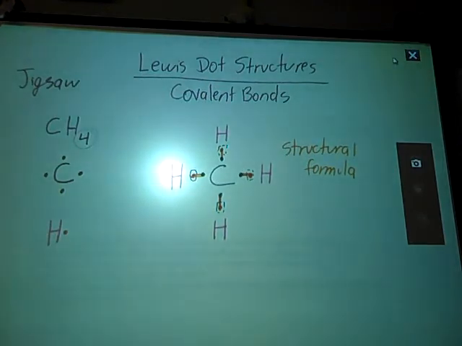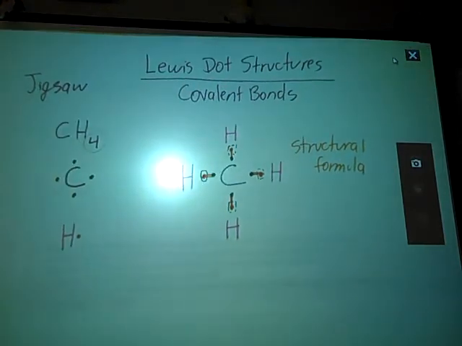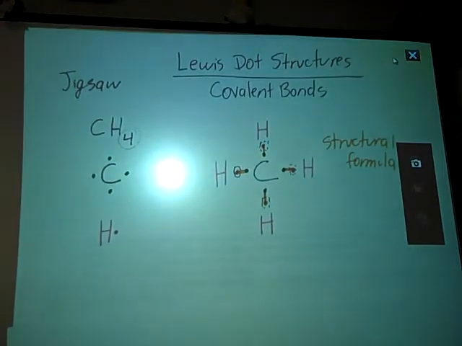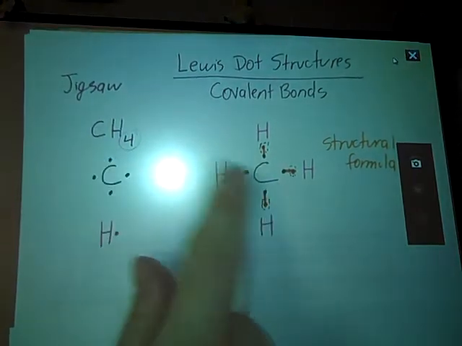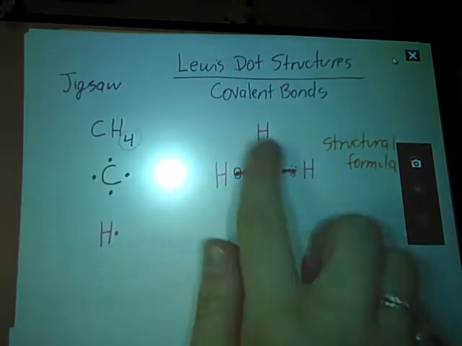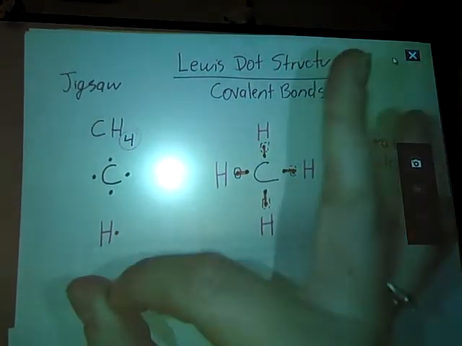Last thing, let's double check. Do all of my atoms have their full octet? My hydrogens are good with 2. Carbon has 8. They're good. Is my atom symmetrical? It sure is. Atoms love symmetry. Have all of my atoms been used in my structure? 1 carbon, check. 4 hydrogens, 1, 2, 3, 4, and we are good to go.